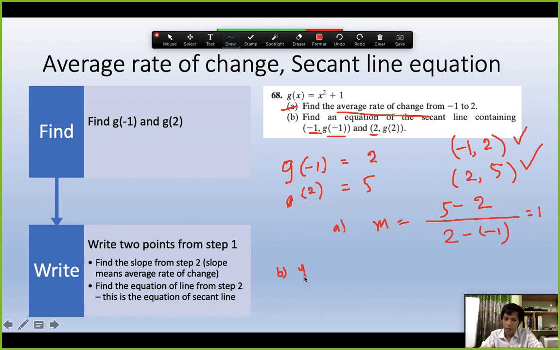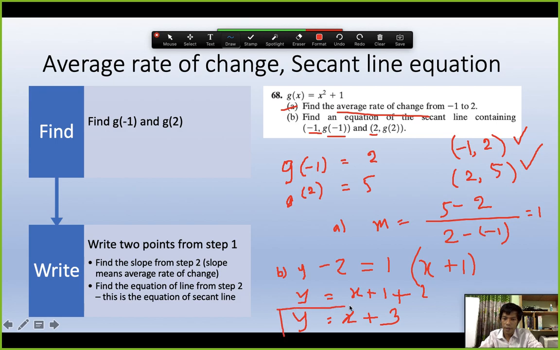y minus y1, let's say y1 is 2, equals m1 times (x minus x1). X minus x1 means minus plus here now, because there is another minus here, so minus plus. Then y equals x plus 1, then this 2 will come to this side and become plus 2. Ultimately we will get x plus 3. So y equals x plus 3.